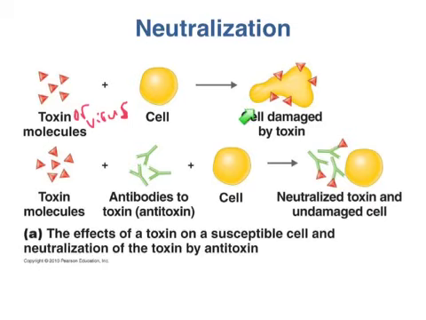If you have antibodies against that toxin or against that virus, the antibodies basically bind up the toxin. They coat it so that it can't interact with your cell. And now your cell is protected. Okay. And as I've said, IgG is particularly good at neutralization. It tends to bind more strongly, and it tends to be more specific.